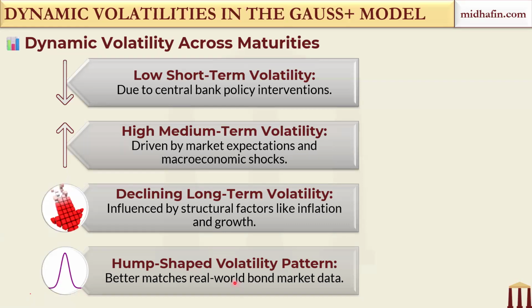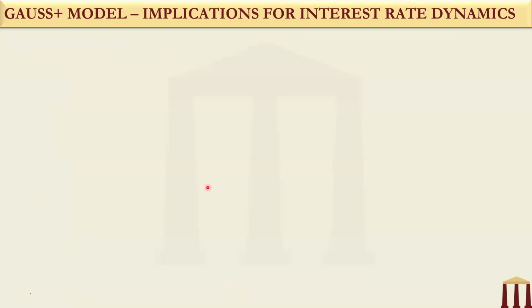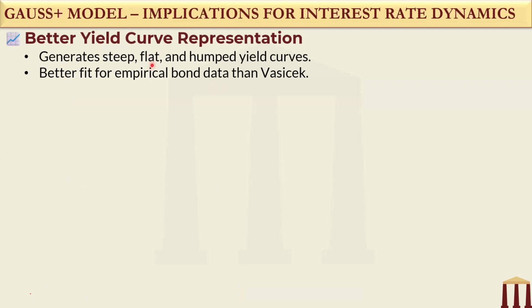Now what are the implications? Let's explore how the Gauss plus model transforms our understanding of interest rate behavior by addressing the limitations of the Vasicek model and in isolation also. So, of course, we see better representation of yield curves. The Gauss plus model provides a more flexible and realistic representation of yield curves. While the Vasicek model can only produce simple upward or downward sloping curves.